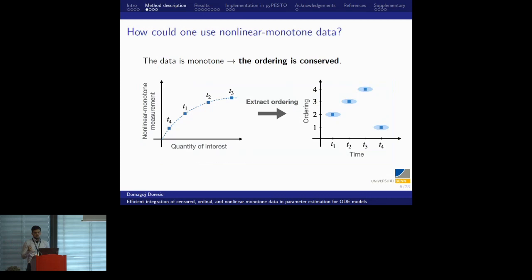So the question is, how could one use this nonlinear monotone data? The first approach could be, because often these nonlinear relationships are monotone, we can extract the ordering of the data. For instance, in this small dummy example, the measurement at time point T1 is the second largest value in the measurements that we have, so it has the ordering number 2. Or the measurement at time point T4 has the lowest value, so it's on the first level of the ordering.